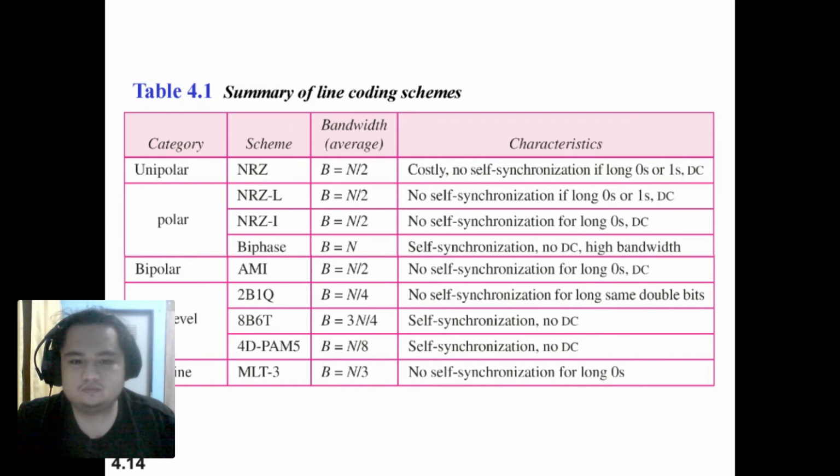So you can see this summary. Bipolar: costly, no self-synchronization. Polar NRZ: both have no self-synchronization. Biphase is self-synchronizing, but has high bandwidth. Bipolar has no self-synchronization.